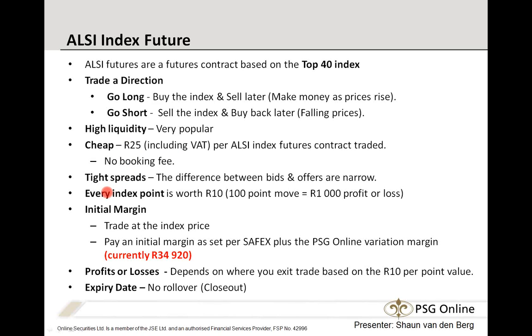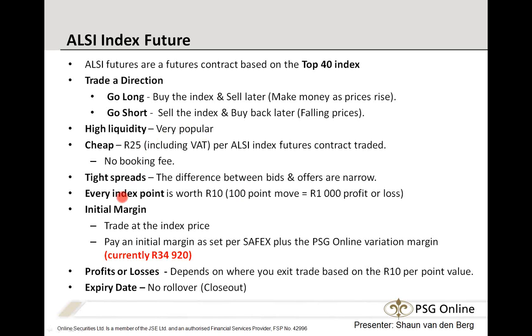Remember we're talking about an index now. Each index point is worth 10 rand. So for example, a 100-point move is equivalent to 1,000 rand profit or loss. That's the minimum per trade that I want to go for. I like to go for maybe 105 points. That'll cover my costs in and out of the market. Remember that's 25 rand to open and another 25 rand to close.